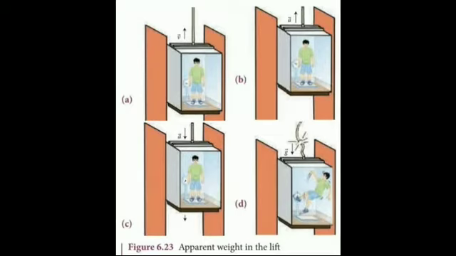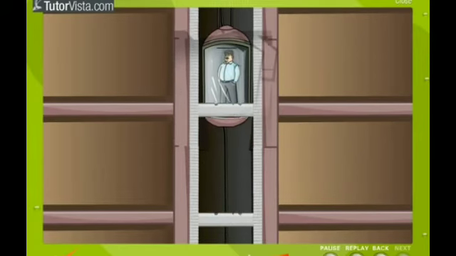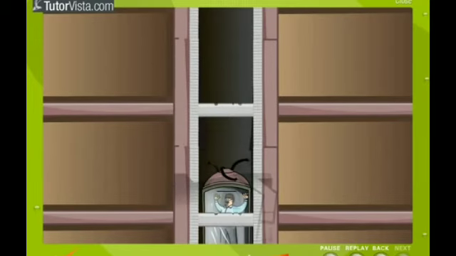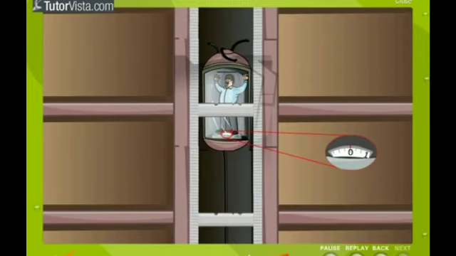Next topic, apparent weight in elevators. Everyone who has used an elevator would have felt a jerk when the elevator takes off or stops. Why does it happen? Understanding the concept of weight is crucial for explaining this effect.